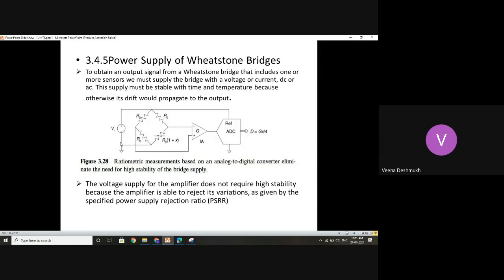So to avoid that, first thing, you should continuously monitor the power supply. If it is fluctuating beyond the tolerance limits, then it has to be calibrated.